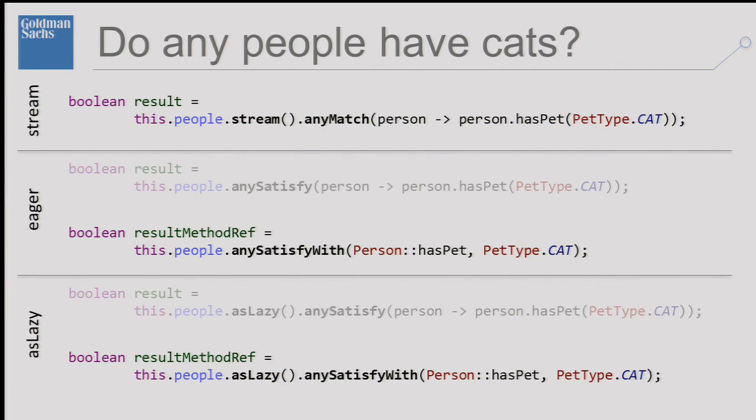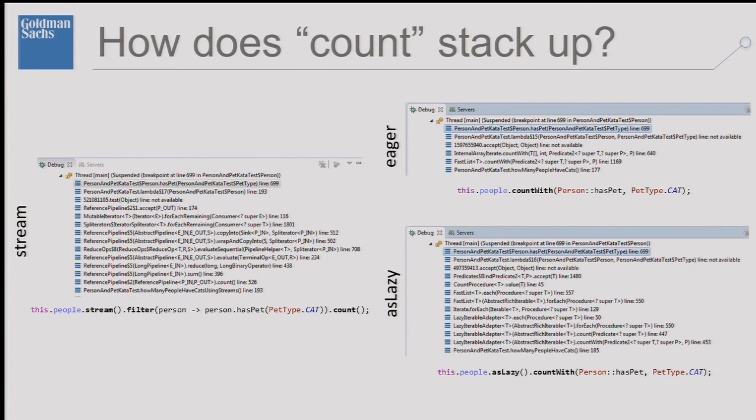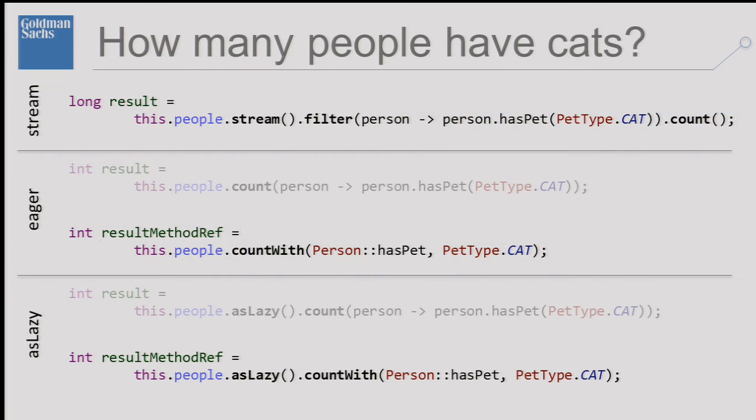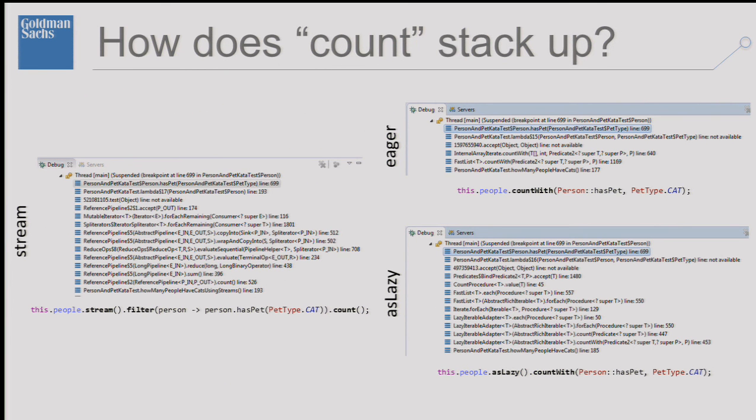This is very similar again. How many people have cats? We instead call the count method at the end, we call count instead of anySatisfy. Let's mention the naming convention. It might have been nice if the method names here matched the Java 8 streams methods, anyMatch, anySatisfy. GS Collections predate streams, so there's not much we can do about that. But the naming convention here comes from Smalltalk. A lot of the API design was inspired by Smalltalk.